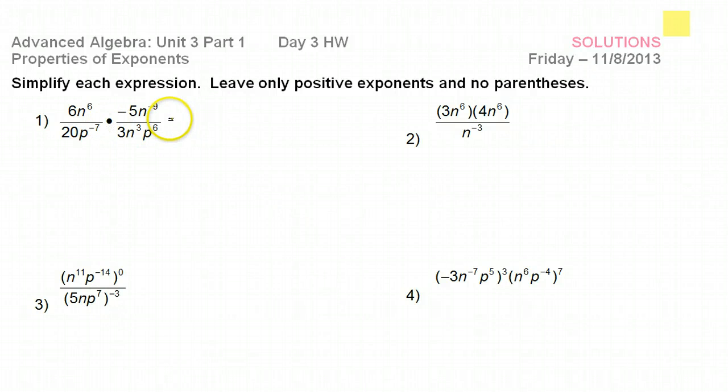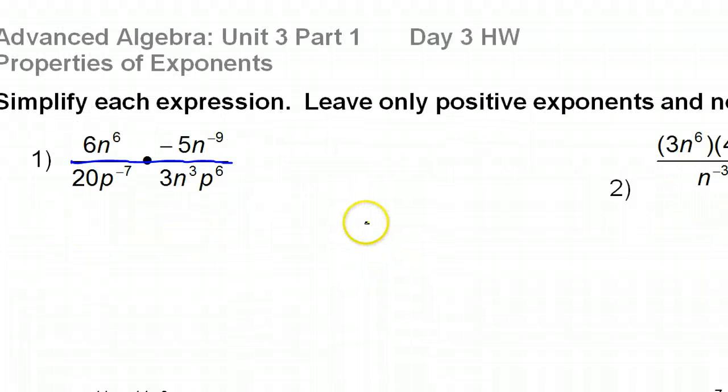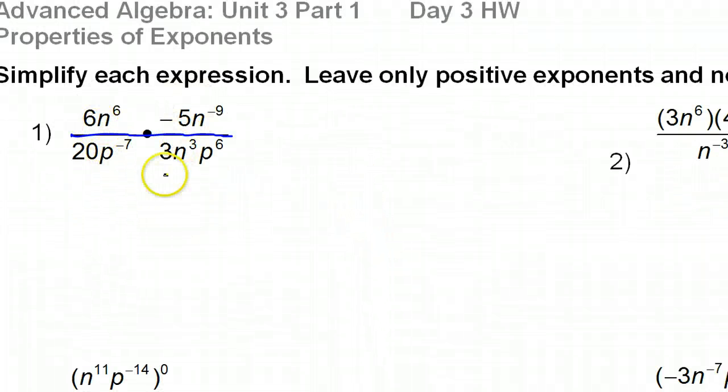Okay. Problem number 1. First of all, when you see a fraction times a fraction like this, please understand that it's really just like having one big fraction. Now, what I would recommend, let me zoom in a little bit more, is simplifying all of the numbers first while they're small. Now, I could multiply the 6 times -5 and get -30. 3 times 20 is 60. I could do it that way, but I prefer to simplify now.